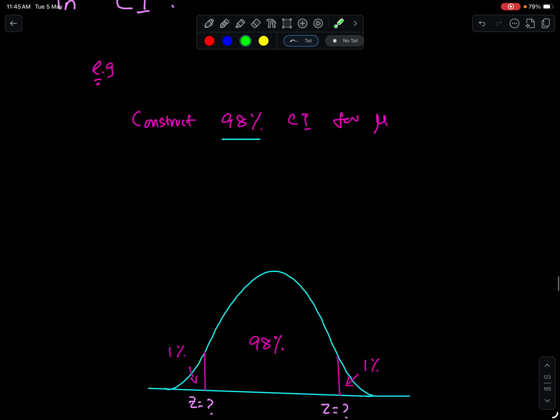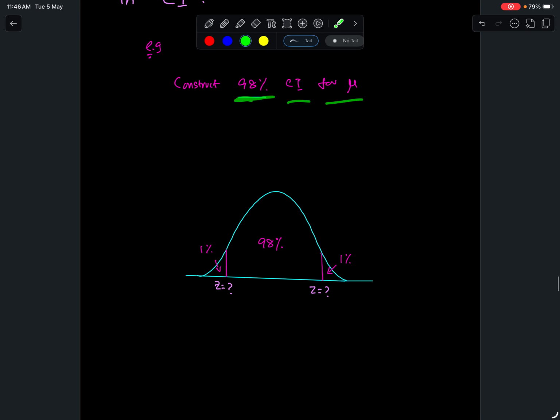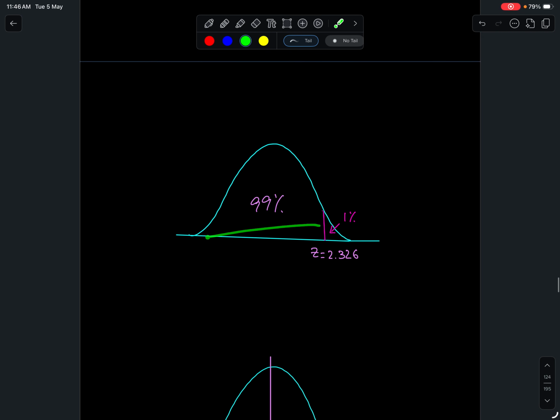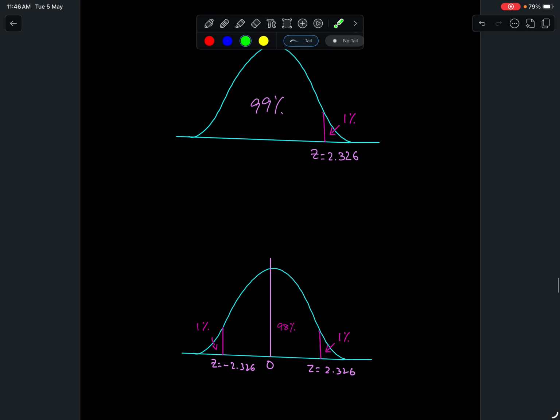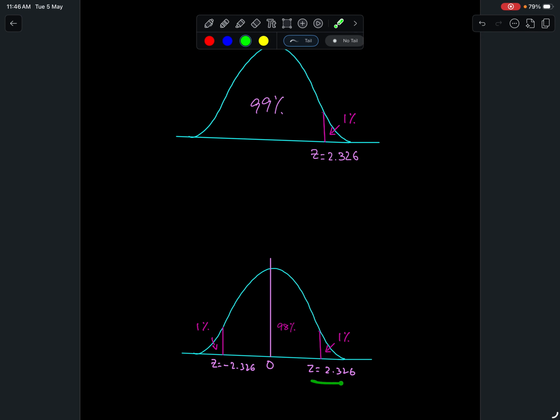Now, how to find the value of z in a confidence interval? This is so simple. If the question is to construct a 98% CI for mu, see, this is 98%, so this is 1% and this is 1%. Now this total is 99%. Just check phi inverse of 0.99 in the normal distribution table. It's 2.326. This is the way to find this value.